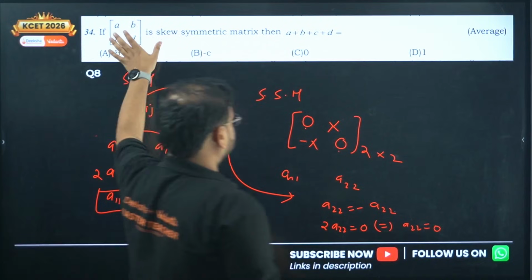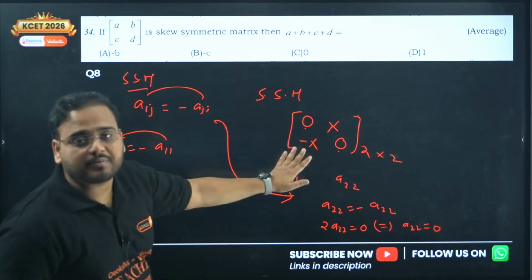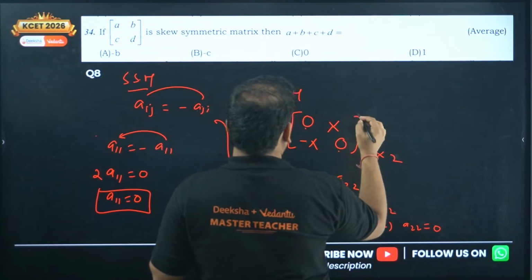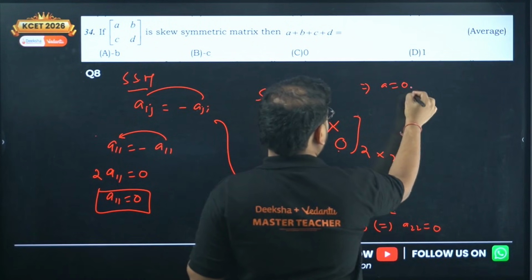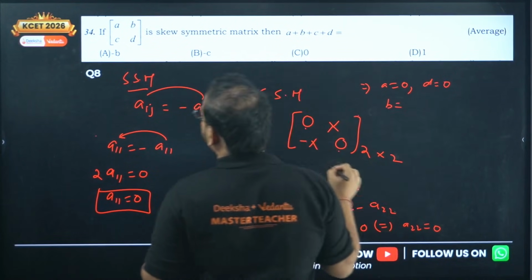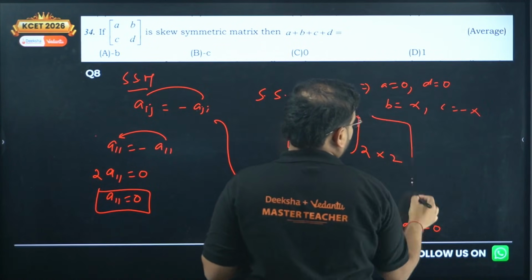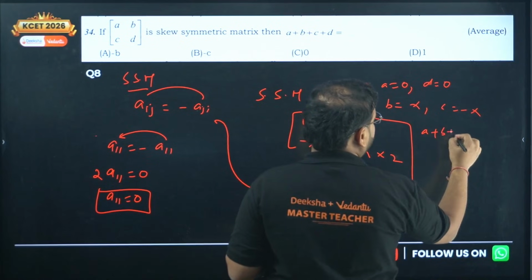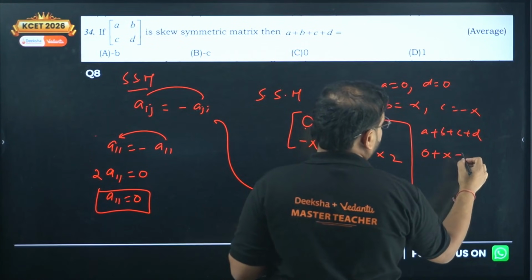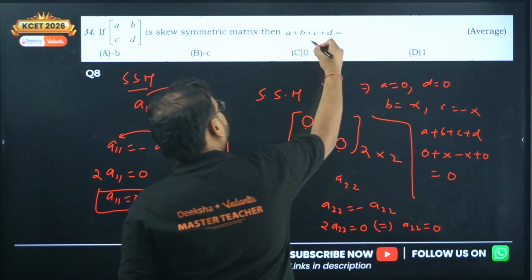Now compare this with this. This is the general form of a skew symmetric matrix. Compare it. So you get the value of A as 0, value of D is 0, value of B is x, and value of C is minus x. If you add all of these, A plus B plus C plus D will be 0, x minus x plus 0. What is the answer? 0 only. Answer is option C.